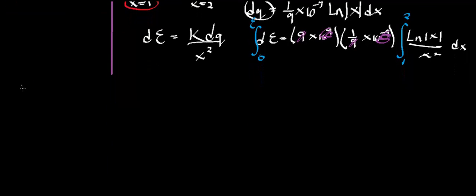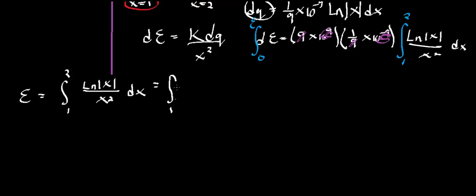So that means that our total electric field felt at the origin is going to be the integral from 1 to 2 of the natural log of x divided by x squared dx. What I'm going to do is rewrite this integral so that it becomes easier to see what we're going to have to do. So it's going to be the integral from 1 to 2 of natural log of x times x to the minus second. 1 over x squared is equal to x to the minus second, times dx.